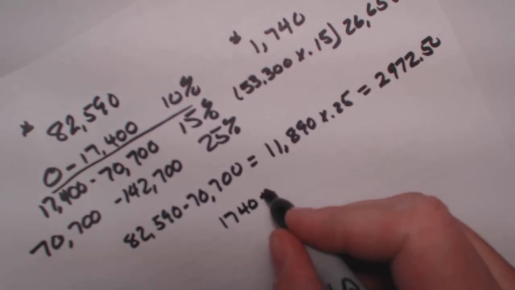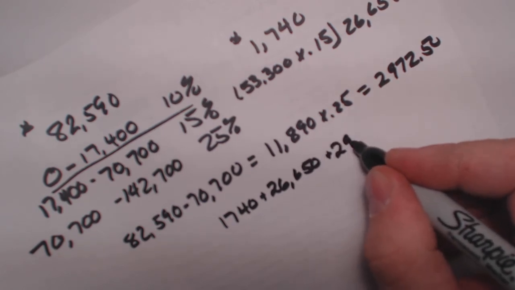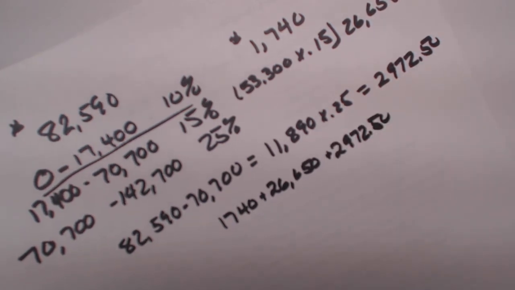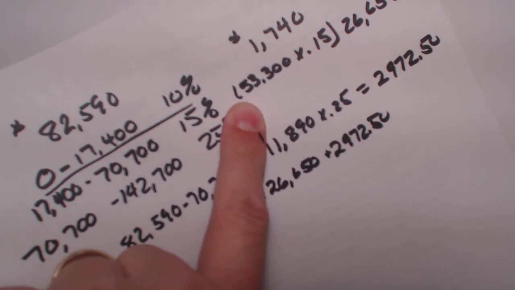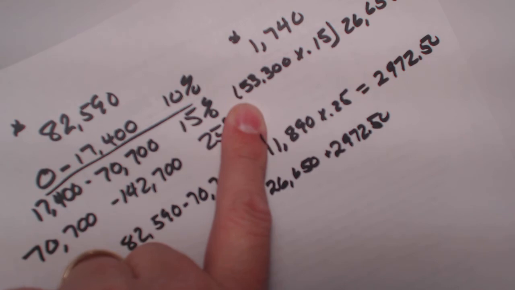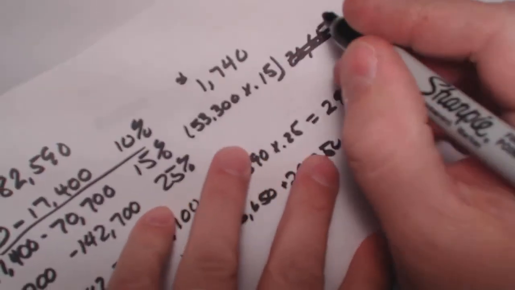So going back to the notes here, we are going to add 1,740 plus 26,650 plus 2,972.50. And once we get those going, then we are going to calculate out what our number looks like. So let me just do this here. So $1,740 I'm going to add in. So I'm going to just double check this number of 53,300 times 15 cents. And my number is wrong, and I apologize. It just didn't look right.